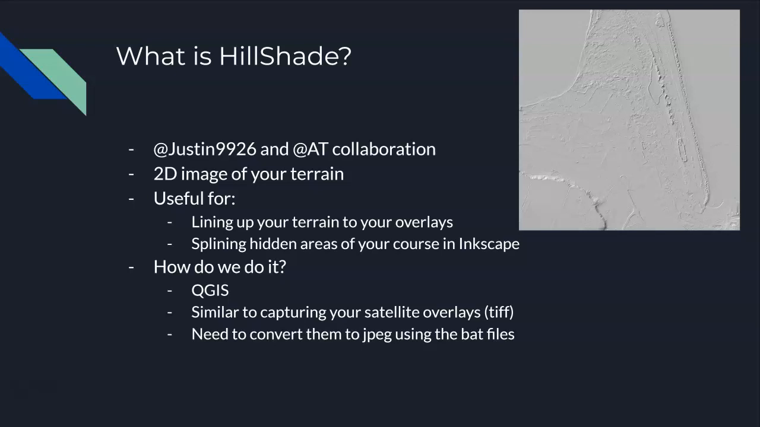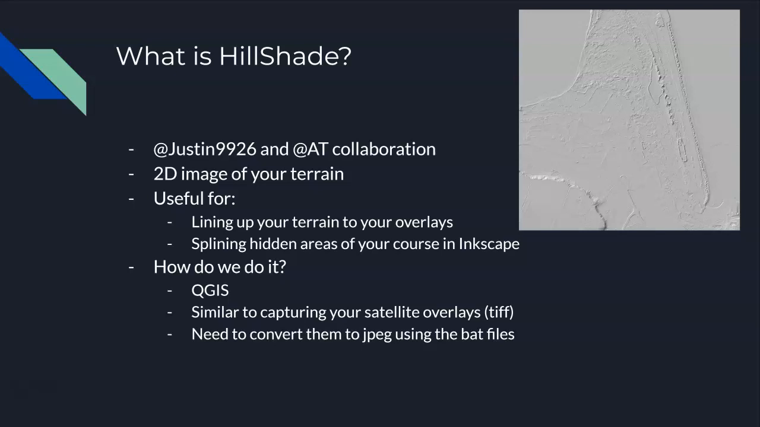Another thing it can be useful for is once you start splining in Inkscape, and if you're watching this video, you may or may not have started splining in Inkscape. And let's say you've got some trees or some heavy foliage or some shadows in particular areas. You can pull in your HillShade in Inkscape and potentially use that to mark some of the areas like creeks, tee boxes, and bunkers that you might not be able to see in those satellite overlays. So that's the second use case. There might be some other use cases that I just haven't thought of yet, so be creative.